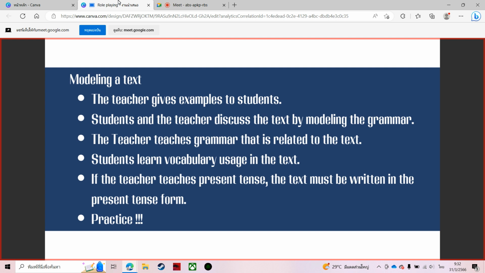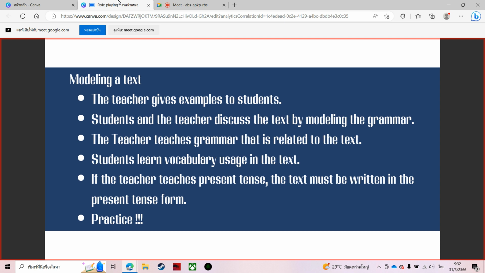And the next one is the teacher teaches the grammar that is related to the text. If you teach students the present tense, you need to bring some text related to the present tense because it will connect together. If you teach the present tense but you bring a past simple text, students will be confused and probably ask you why. So you are teaching the present tense, why do you bring the past simple tense?